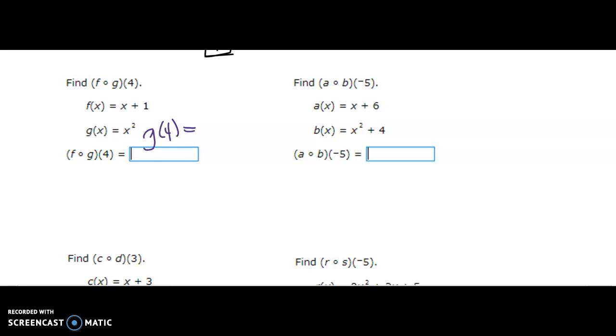G of 4 equals 4 squared equals 16. So f of 16 equals 16 plus 1, which is 17.